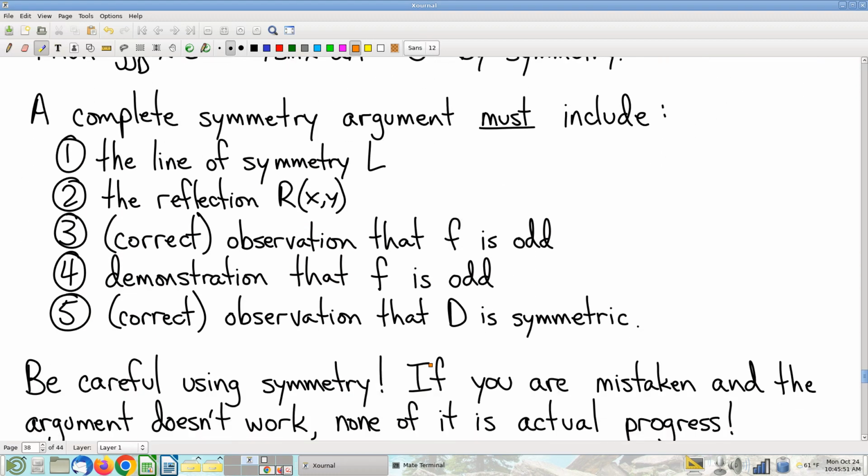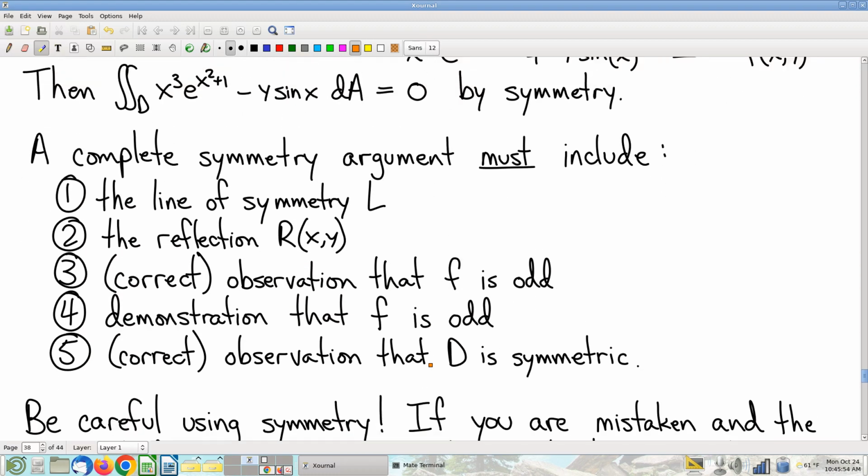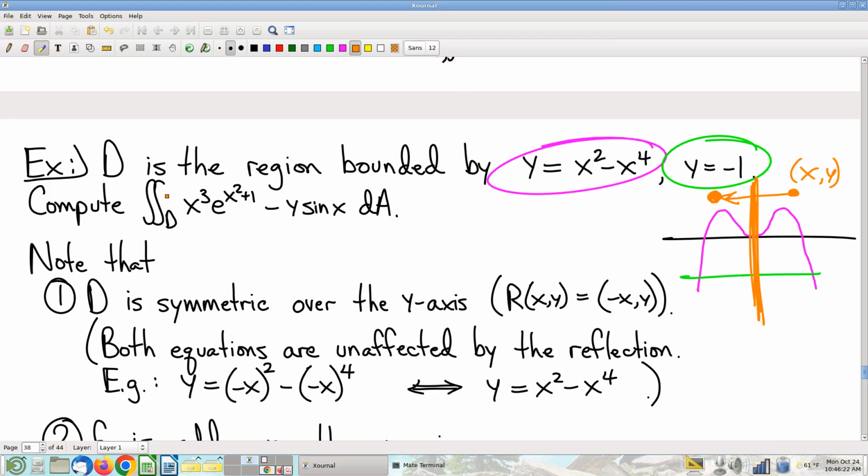Now, that said, I do, again, need to see arguments. And so I'm going to make it very explicit here what I require for a symmetry argument to be a complete argument, and therefore for full credit. You have to tell me what line of symmetry you are reflecting over. What is the line of symmetry over which you're claiming a symmetry argument? I need to explicitly see that. In this case, I did here, the y-axis. That clearly defines what my line of symmetry is.